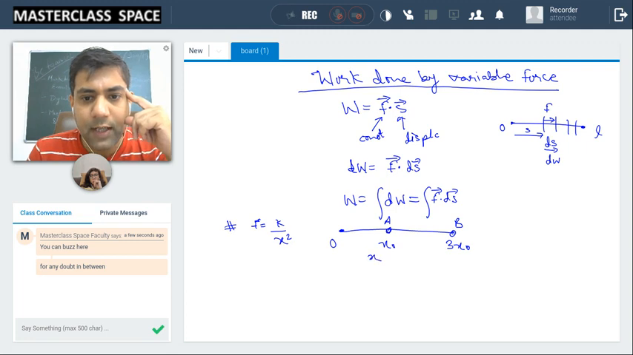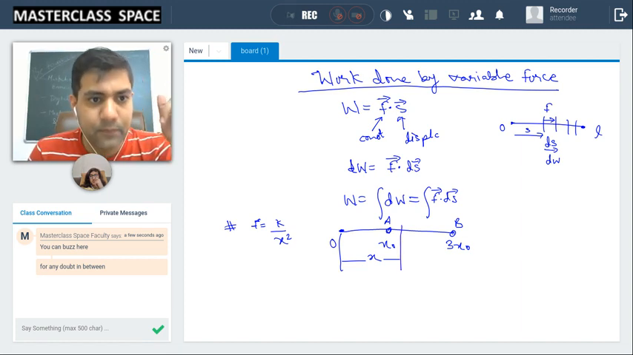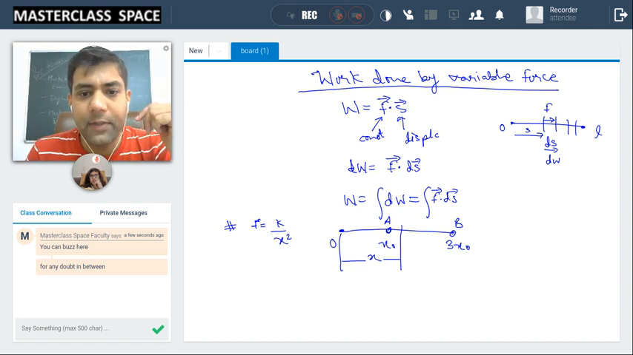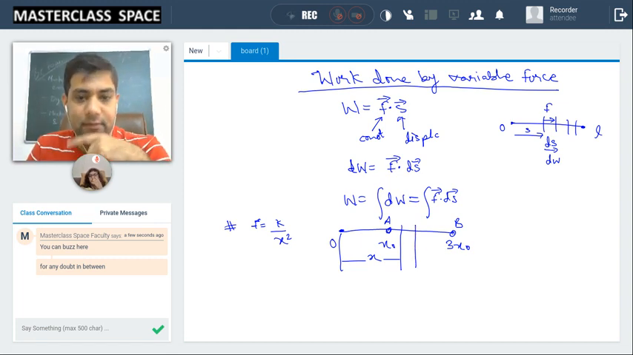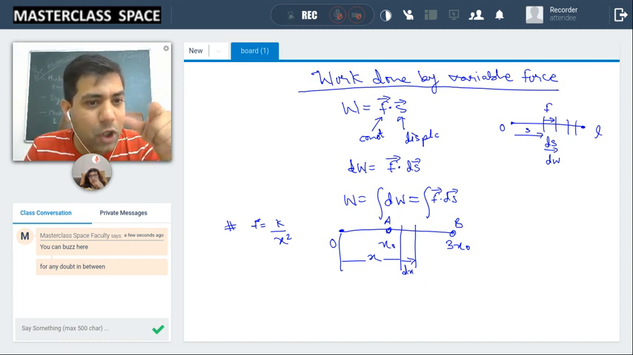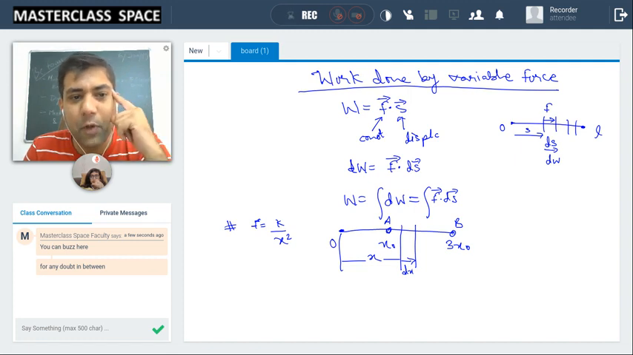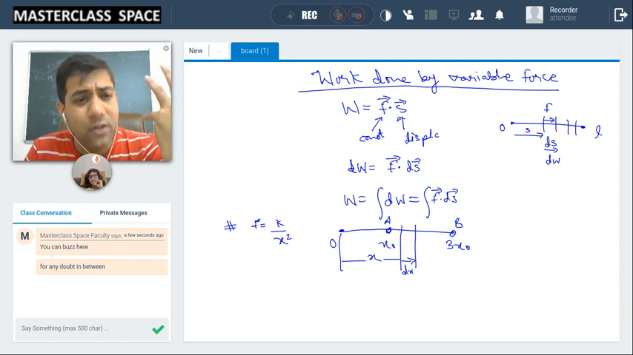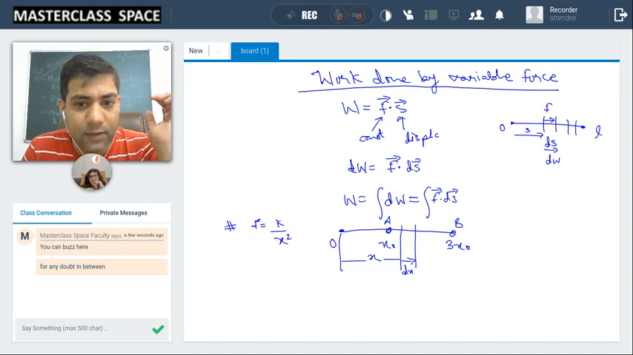Exactly. At some displacement x from the origin, I'm going to consider a very small element called dx. For this small displacement, I can consider this force to be constant. You won't say, sir, at x it was k upon x square, and at x plus dx it's going to be k upon x plus dx whole square. Yes, obviously, but since dx is very small I can neglect that value. So for this displacement dx, the force remains constant, which is k upon x square.